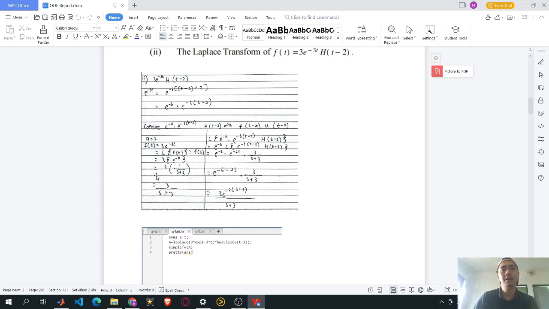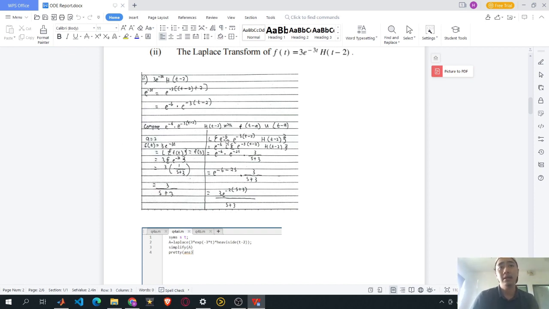After you take the constant out, you can Laplace this exponent negative 3t, so it will become 1 over s plus 3, and then the 3 just times with 1, and it will become 3 over s plus 3. So this is for the 3 exponent negative 3t.